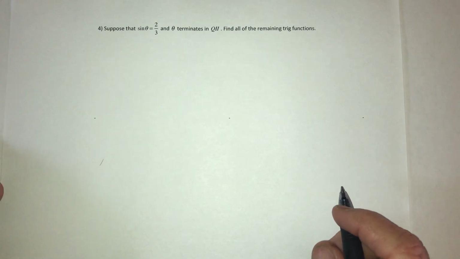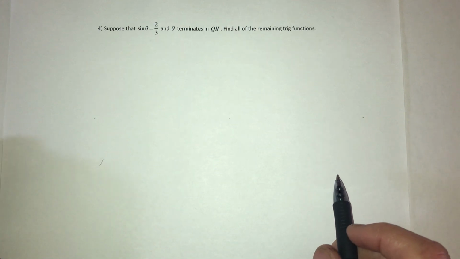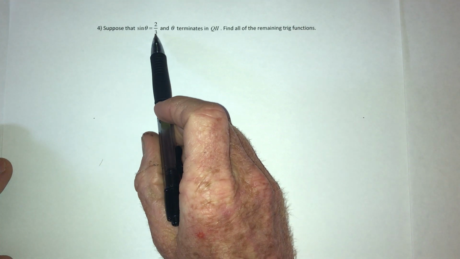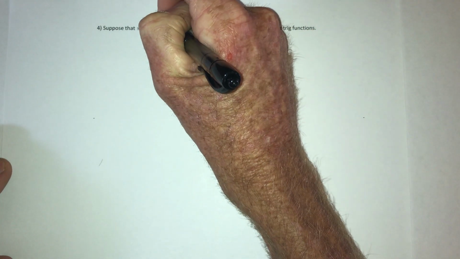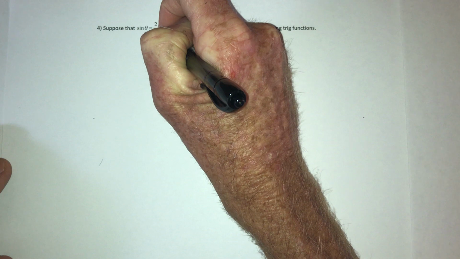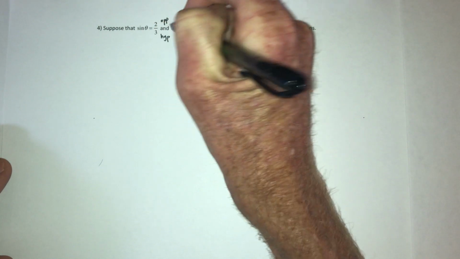All right, I think we got time for one more. Let's do number 4. Suppose that sine is equal to 2 over 3. So remember, sine is opposite over hypotenuse.